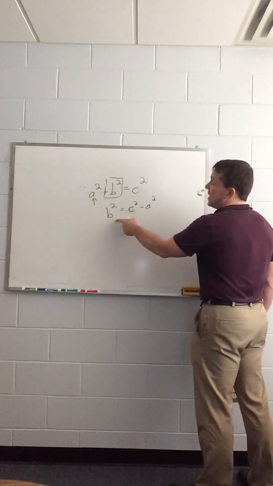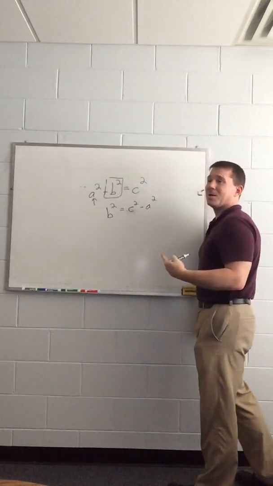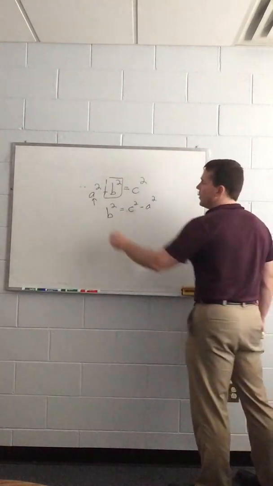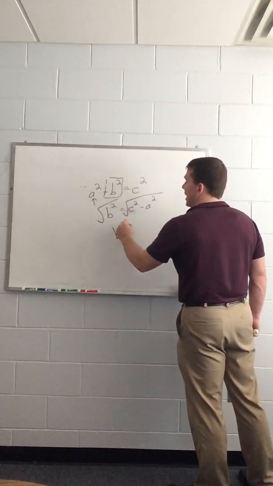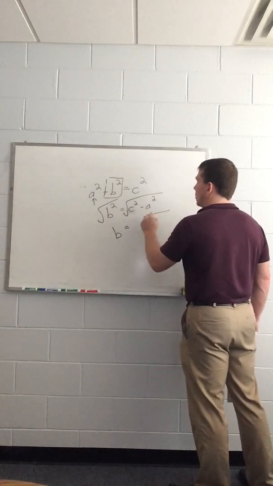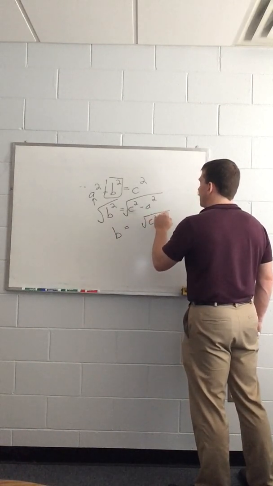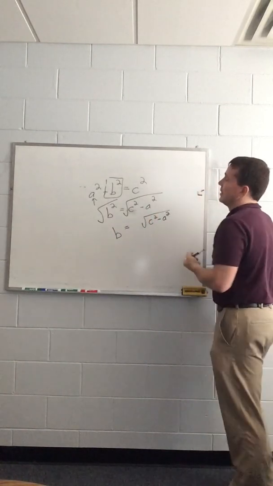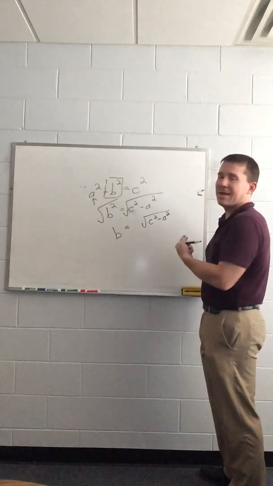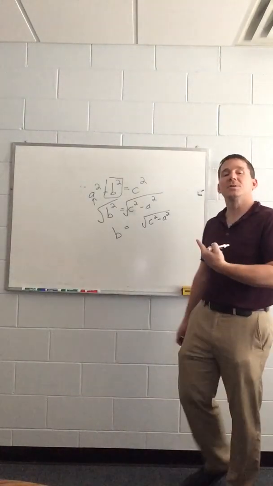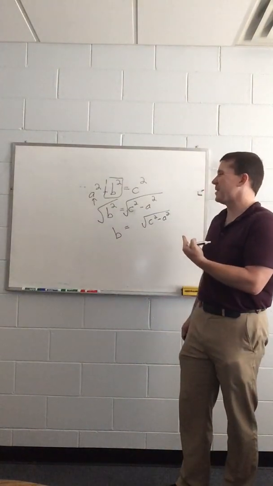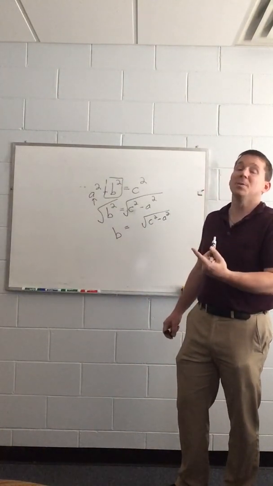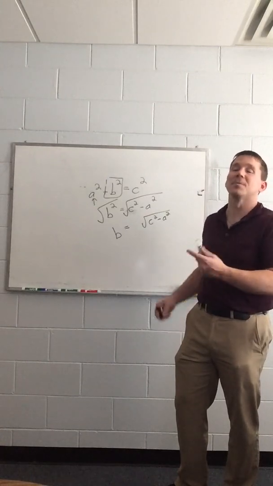Now I want to get B out of the B squared. What's the opposite of a square? A square root. So I square root the left and I square root the right. And I get B equals the square root of C squared minus A squared. And then I'm done. We're going to use this skill, like I said, throughout the semester. So we're just starting to practice it, or I'm assuming for a lot of you, reviewing something you already know.